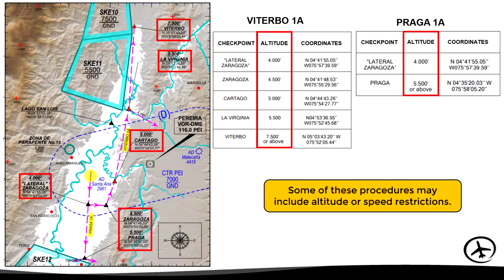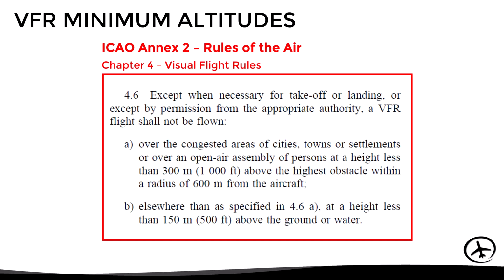Now that we have seen the standardized VFR procedures, let's continue with VFR minimum altitudes. According to the rules of the air published in ICAO Annex 2, except when necessary for takeoff or landing, or except by permission from the appropriate authority, a VFR flight shall not be flown over the congested areas of cities, towns, settlements, or over an open-air assembly of persons at a height less than 1,000 feet above the highest obstacle within a radius of 600 meters from the aircraft, and elsewhere at a height less than 500 feet above the ground or water.